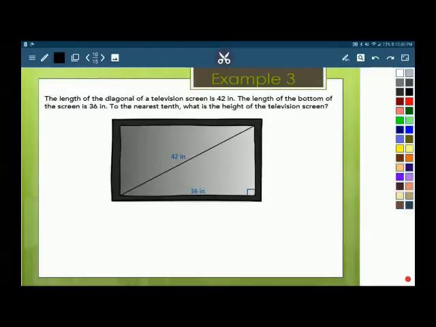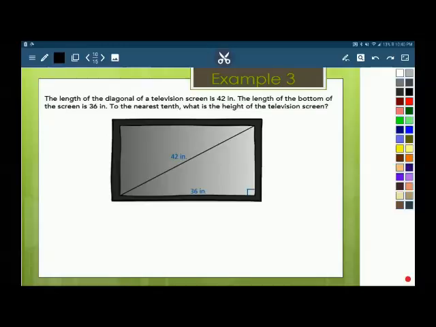All right, so in this third example, this actually is one of the real-life examples that you can find to use the Pythagorean theorem on. It says the length of a diagonal of a television screen is 42 inches. The length of the bottom of the screen is 36, to the nearest tenth. What's the height of the television screen?